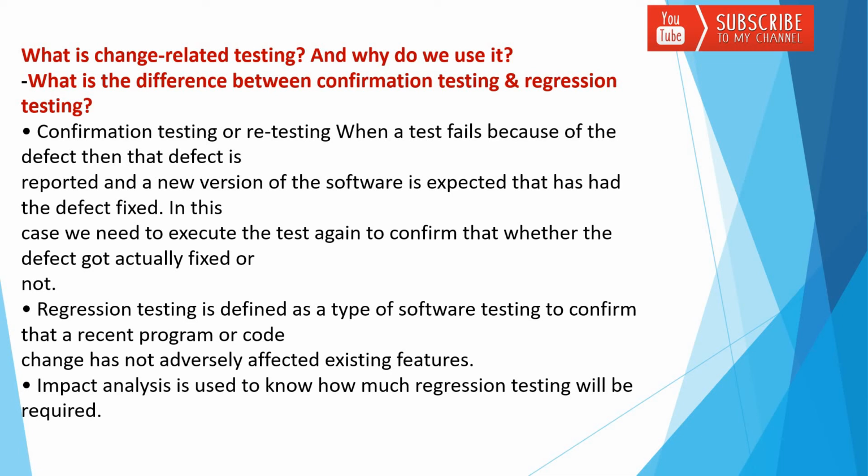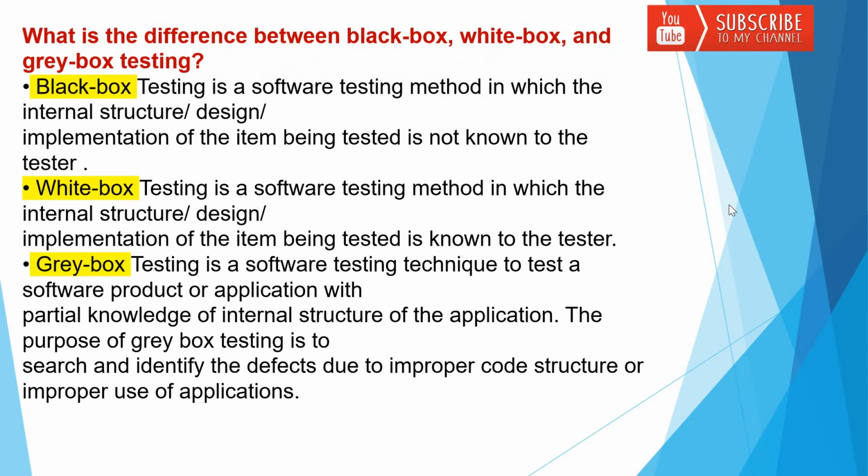Retesting and regression testing are two types of testing. Retesting: when you find a bug and the bug gets fixed, you have to test the same functionality where the bug occurred, to check whether that functionality is working fine or not. That is called retesting. Regression testing: with that bug fix, the existing functionality should not get affected. So you will be testing the existing functionality which was working fine earlier, to make sure these new fixes do not affect it.